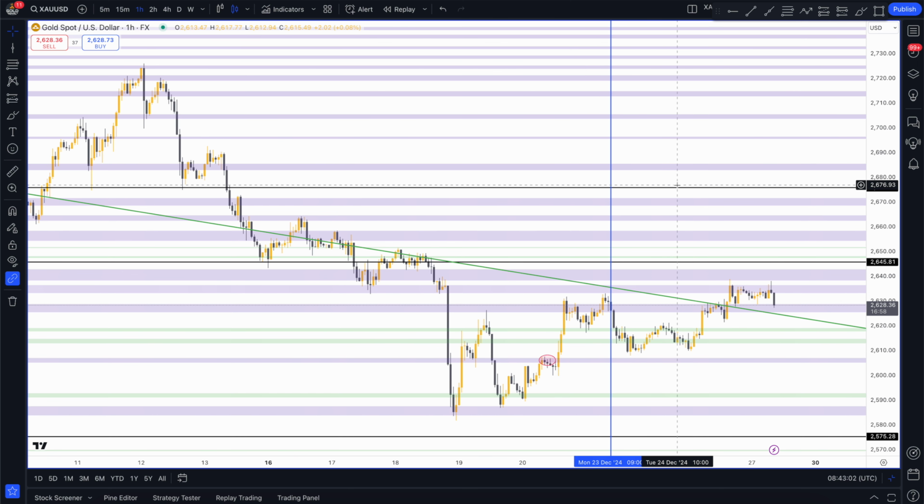So as you know, this blue vertical line represents the last point at which we left off in our last technical analysis video. And as you can see, this is the information that we have marked up.